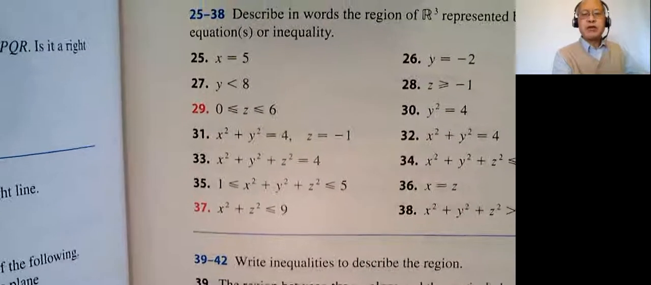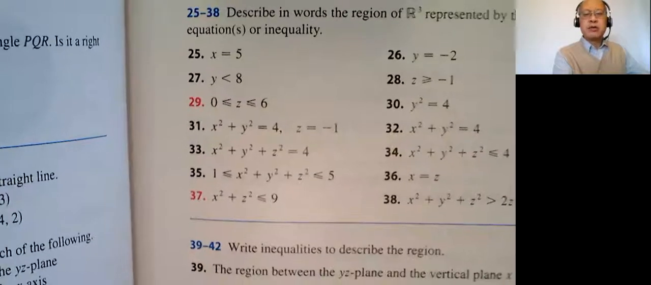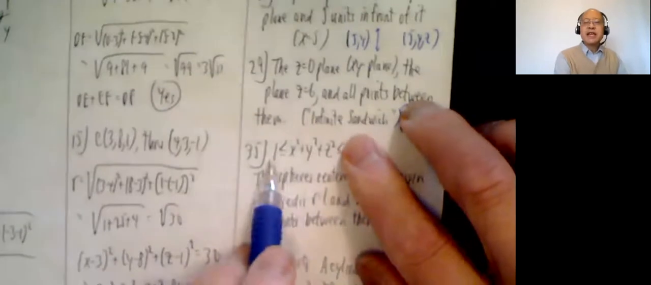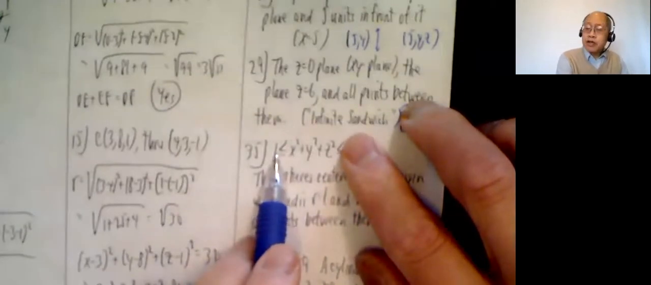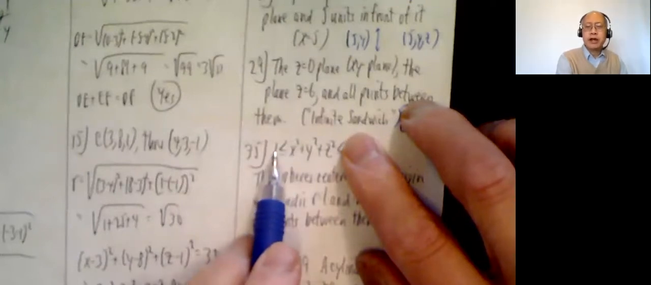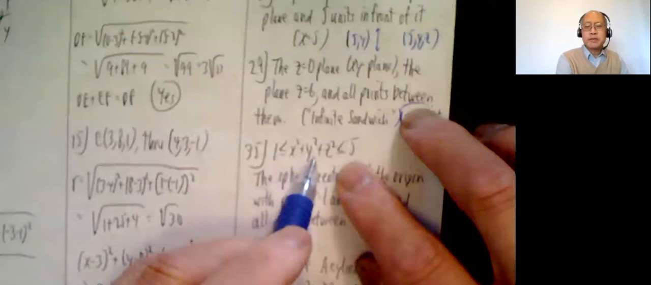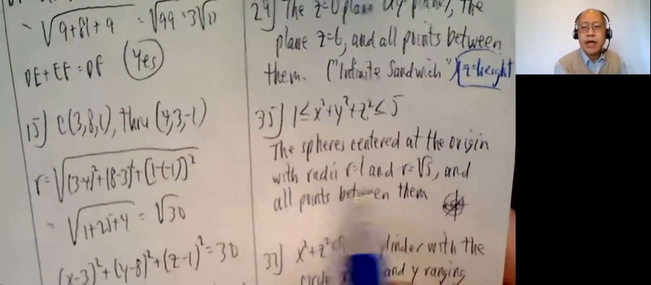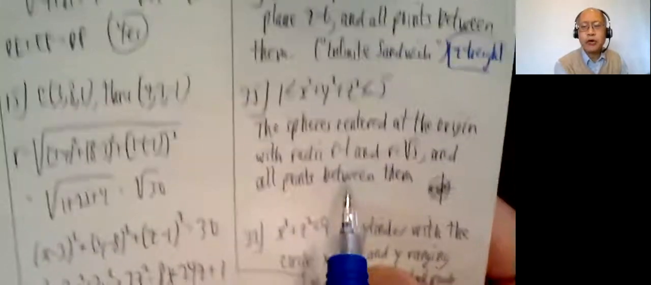Okay, 35. 1 is less than or equal to X squared plus Y squared plus Z squared less than or equal to 5. If I make this equal, that's our unit sphere. You've heard of unit circle. The unit sphere is centered at the origin with a radius of 1. X squared plus Y squared plus Z squared equals 5 has a radius of radical 5. So you want the spheres centered at the origin with radius 1 and radius radical 5 and all the points between them. So here's my feeble attempt of drawing such a thing.